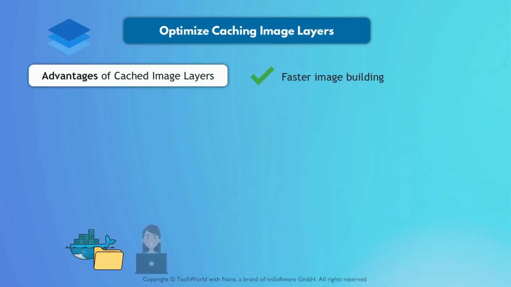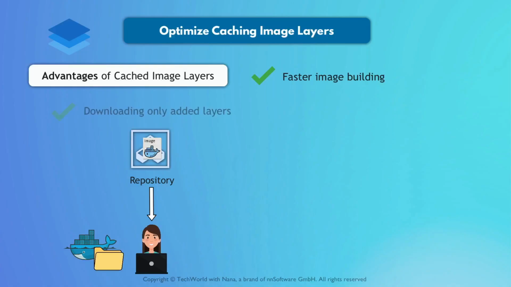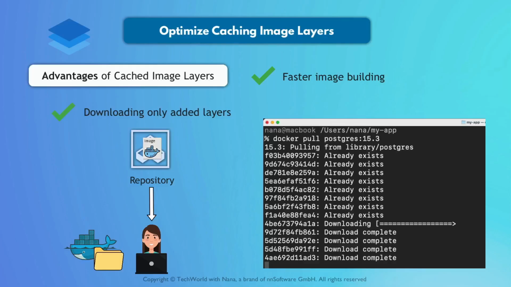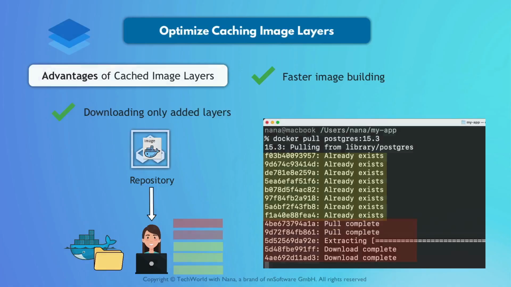Caching is also useful and important when pulling and pushing an image. So if I pull a new image version of the same application, and let's say 2 new layers have been added in the new version, the whole image doesn't need to be downloaded. Only the newly added layers will be downloaded. The rest are already locally cached by Docker. So they will be reused from the cache.